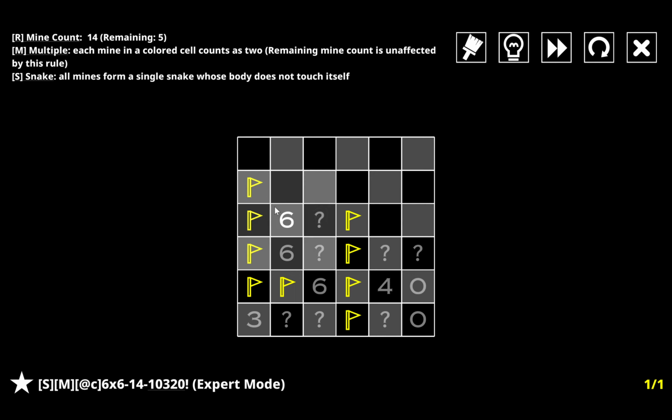This 6 clue is finished. We can go up here. This 6 clue is also finished, so we can wrap around the snake like this, and we only have 1 mine left to finish up the snake. There we go. We are finished.